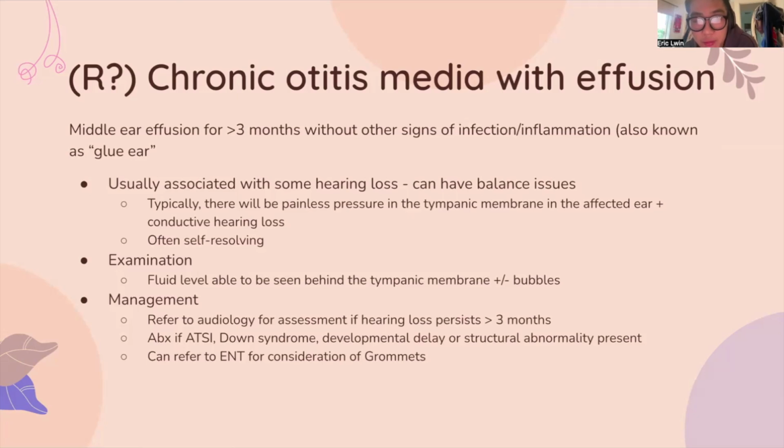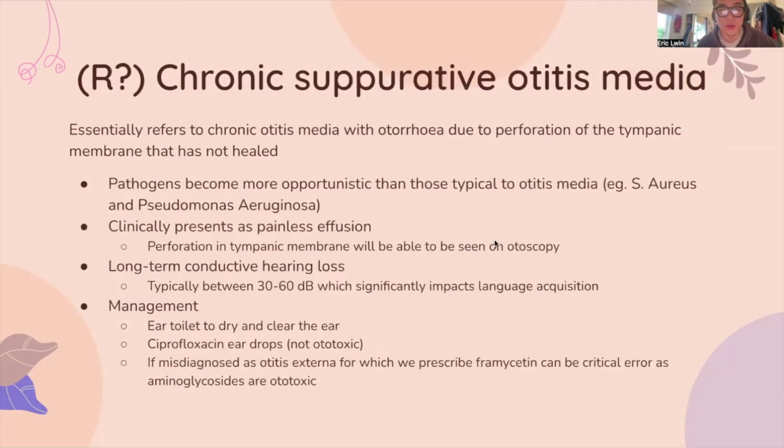And for management, you refer to audiology if the loss persists for more than 3 months because of concern for developmental delay. You can give antibiotics if they're Aboriginal, Torres Strait Islander, or if they have Down syndrome or developmental delay. And you can also refer to ENT for consideration of grommets if it's not self-resolving. The next one is chronic suppurative otitis media.